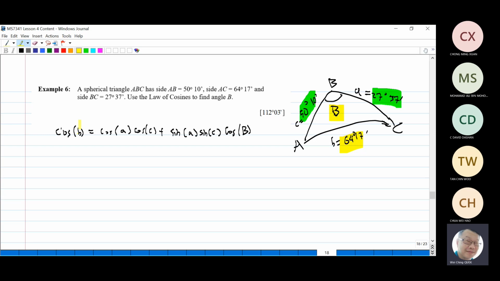Okay, so the color yellow, and then two sides are green. Okay. So I know I want to find the angle here, so you look at here. So you have this one I don't know, I want to find. So sorry, this one I know.